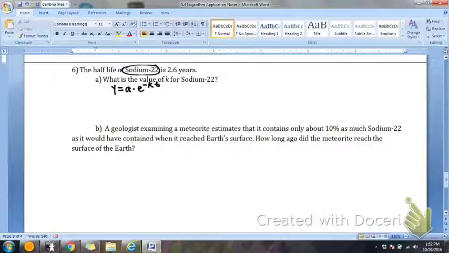Okay, so it says what is the half-life? So I'm going to use 0.5a for my Y value because Y is how much is left. e to the negative k, and it says 2.6 years. All right, see what you can do. See if you can solve this out based on what we did in problem 5A. Look back at your notes how we did 5A.